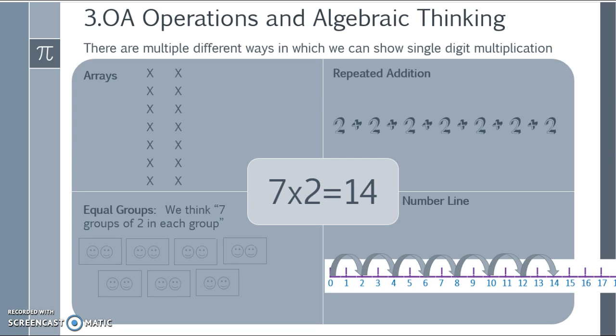So I've got an array. I've got 7 rows of 2, or you could do 2 rows of 7. We could do repeated addition: 2 plus 2 plus 2 plus 2 plus 2 plus 2 plus 2, or 7 plus 7. We could do equal groups, so we think 7 groups of 2 in each group. So 2 smiley faces in 7 groups, or we could do 2 groups of 7 smiley faces. Further, on the number line, we can do 7 jumps of 2 or 2 jumps of 7.